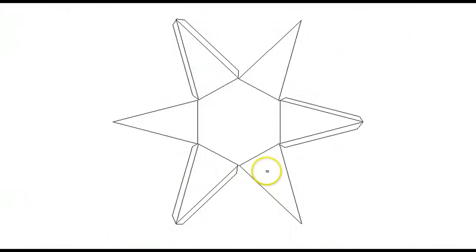So the lateral area is going to be made up of all of these triangles. The lateral area will be the area of these triangles added together. To find the area of one of these triangles, I need to know the length of its base and the height of that triangle. And if I know the base and the height, to find the area, I'm going to use 1/2 times base times height.